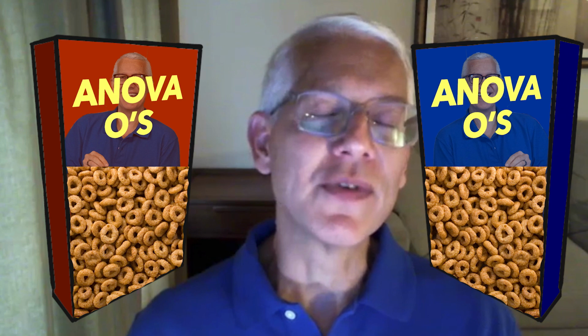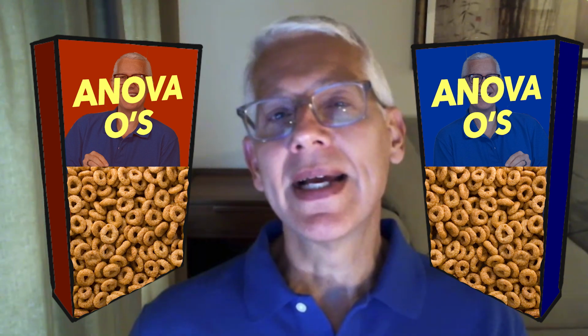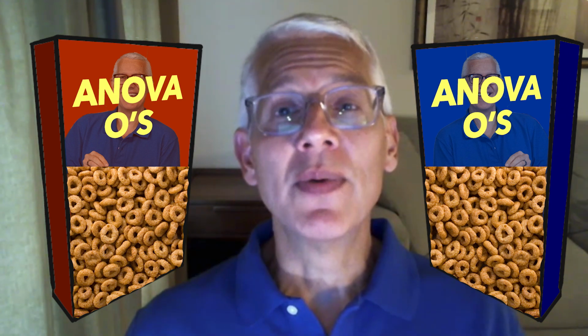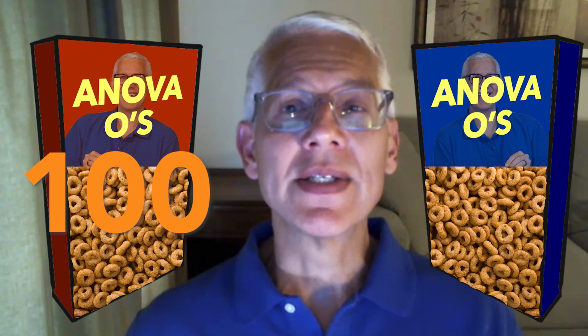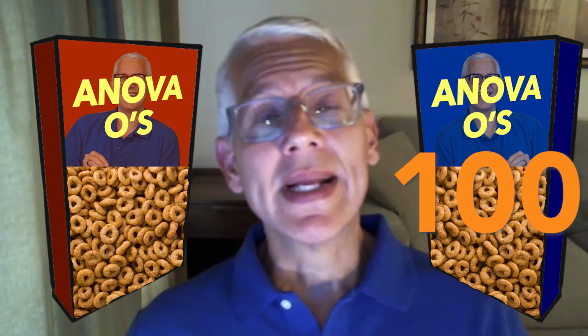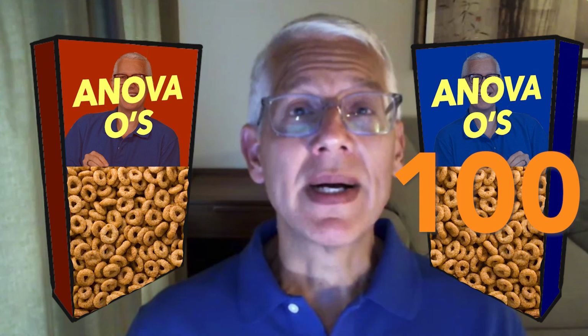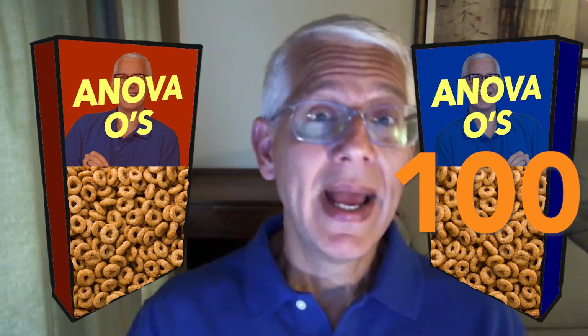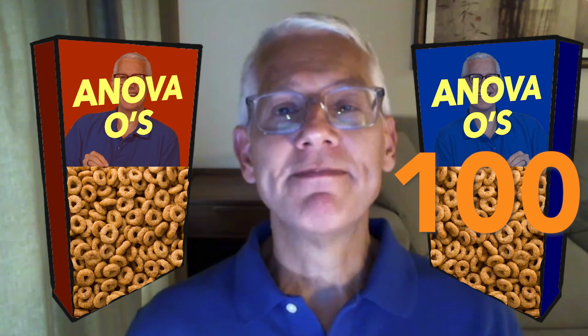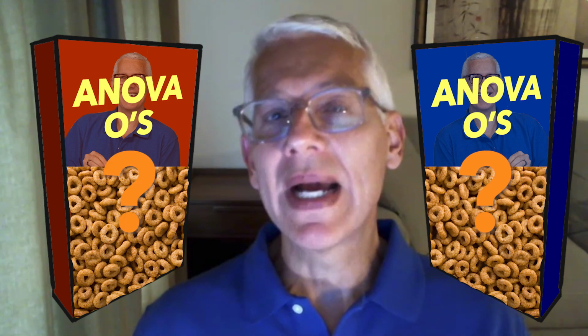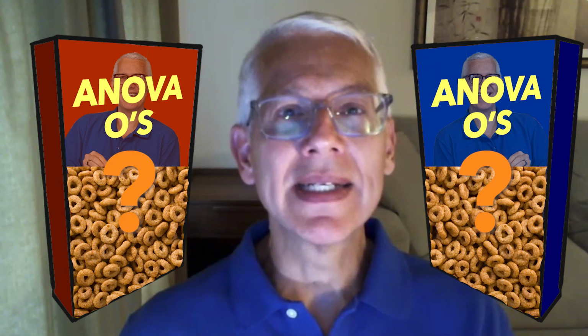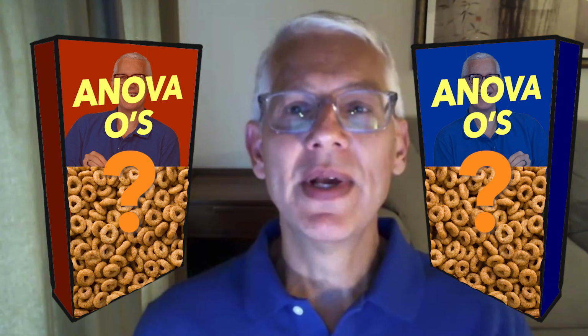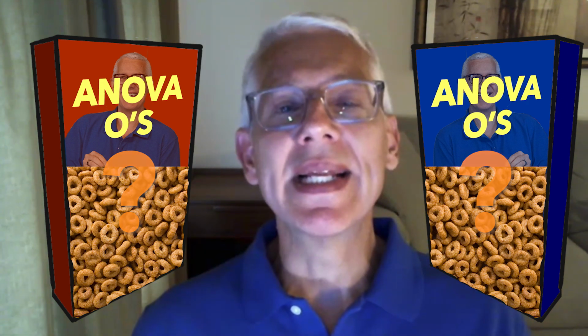Let's think about this for just a minute. Let's say I take a random sample of 100 cereal boxes from the first plant and I calculate the average. Then I take a random sample of 100 cereal boxes from the second plant and I calculate that average. Do you think those two averages would be exactly the same? Of course not. We expect that they would be slightly different.